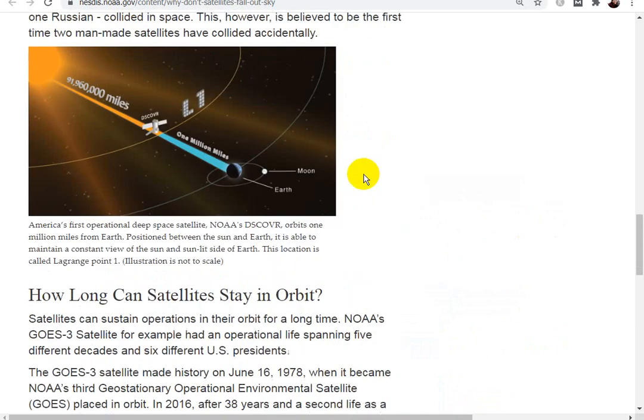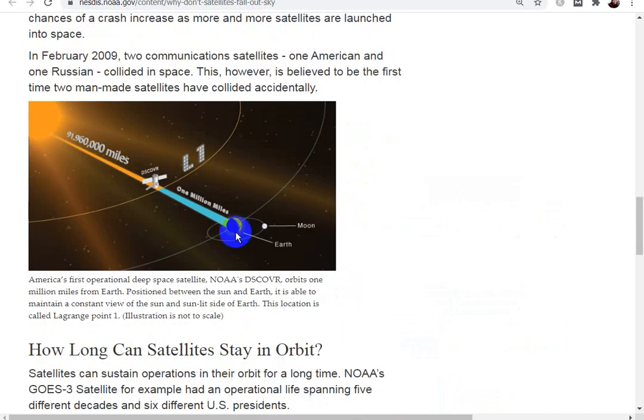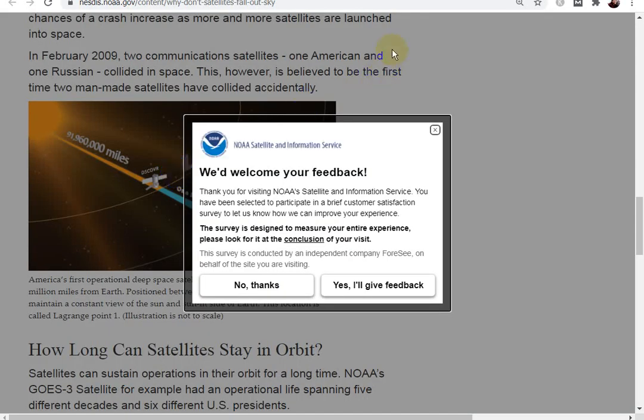This is the question. Look, this is the satellite. This is the earth. This is our natural satellite. Have you seen the moon, the natural satellite? This is another satellite. Look, how far is it? One million miles away.